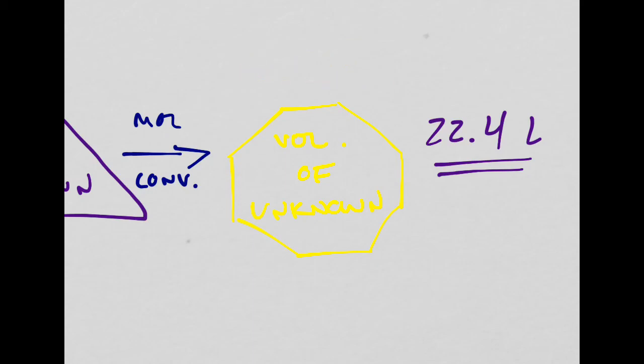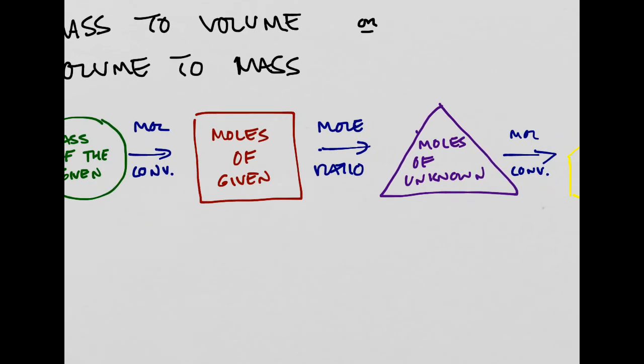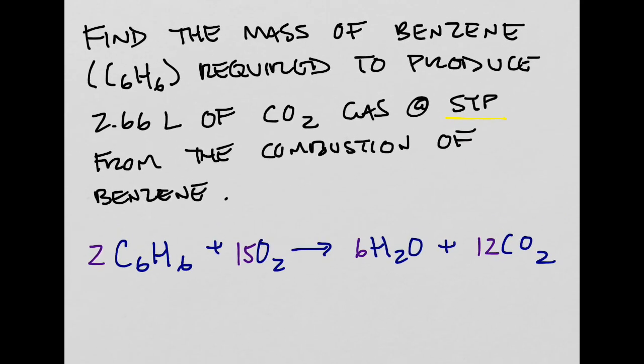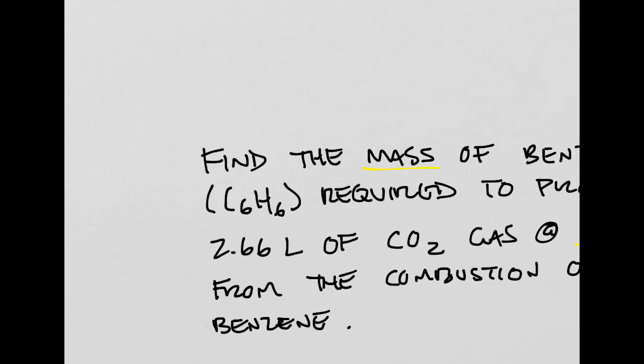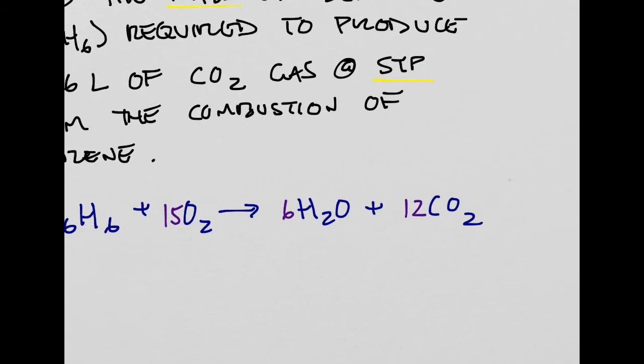There you go. I'm going to erase that. I'm going to erase all this there. You don't need that yet, because I want to go right to mass of my unknown, since my problem did ask me to give the mass of benzene. Sorry, kids. That's why this is going 2 minutes longer than I wanted it to.